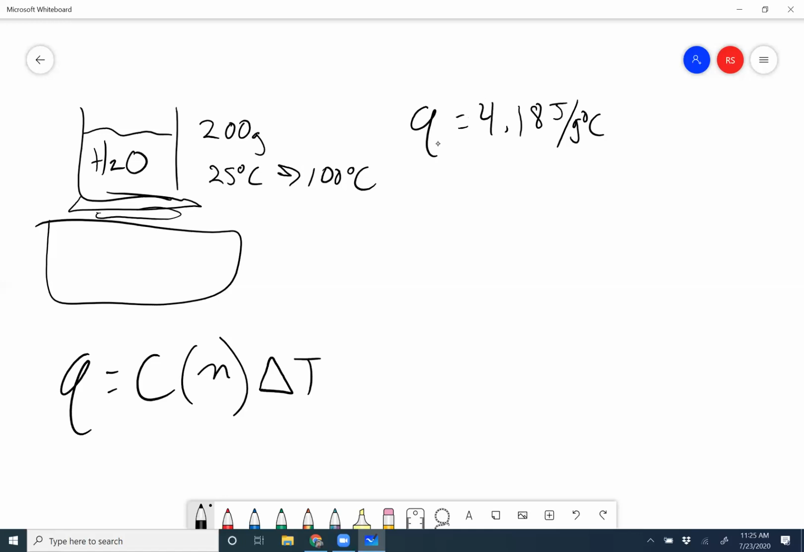Okay. But we don't have 1. We have 200. So we're going to multiply that by 200. Notice that'll make the grams go away. And now we're going to have our temperature change. And remember, it's the final temperature minus the initial. So we're going to do 100 degrees C minus 25 degrees C. So we're going to get a delta T of 75 degrees.